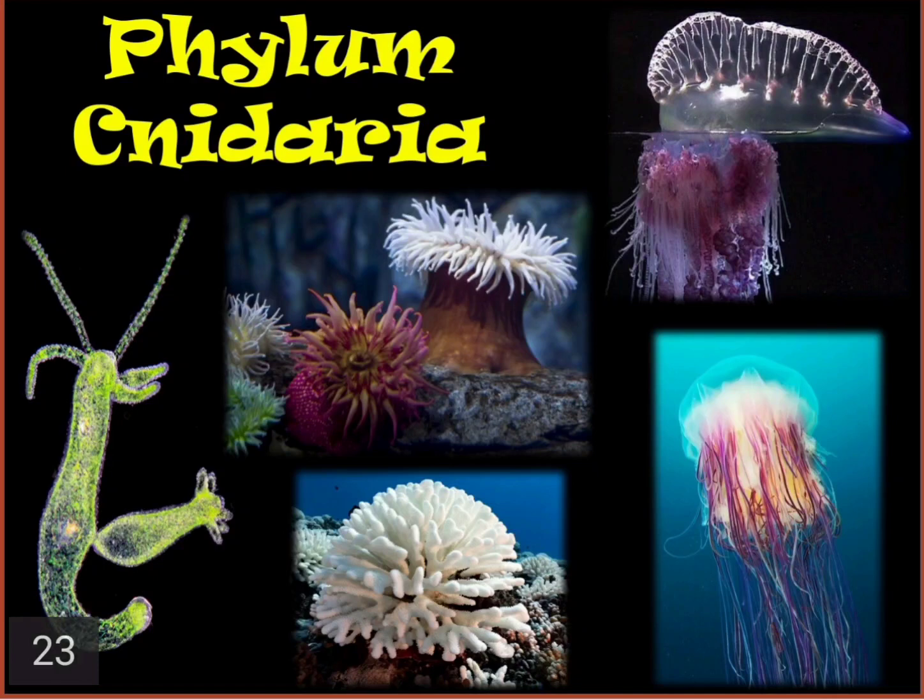Now, the body of the animals which are present in this particular phylum is in the form of a cylinder. It is cylindrical, or you can say it is like an umbrella shaped animal.